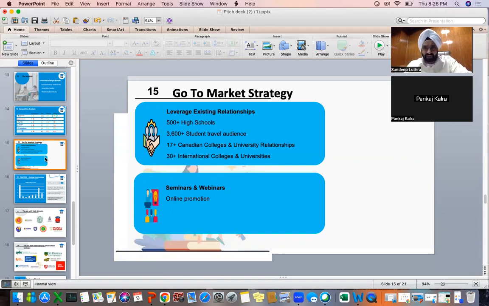We have already made 3,600 students travel, so we have the data of those students in the past, who have traveled, and that's our target audience. Post that, parallelly, as we are in a marketplace where we have to grow, we are definitely growing every 2 to 3 days. We are getting a new university or college contract.